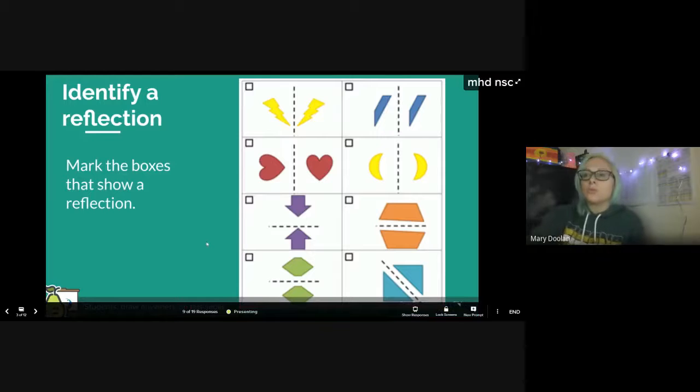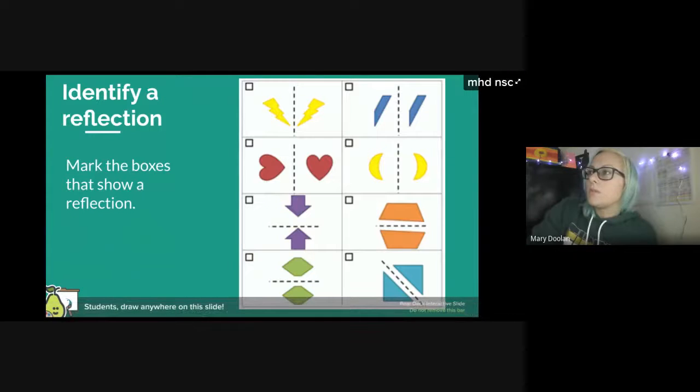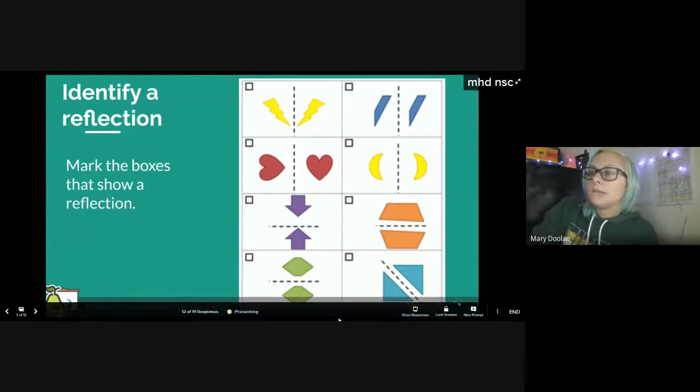You're just going to go through, and it's a drawing slide. You would put a little mark on each box to show if you think it is a reflection or not. I'm going to give you some time to do this one right now. I have lots of responses. You guys are doing a good job.